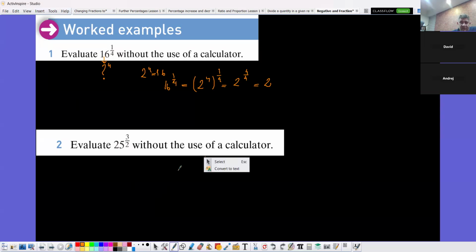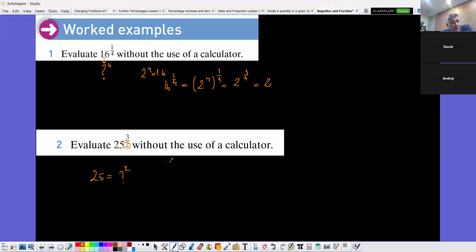And here, 25 to the power of 3 over 2. And again, we are going to look at the denominator, not the numerator. 3 is not important at the beginning for us. It's going to help us only to find the result, but not when we are searching for this number, 25 I'm talking about. We are going to check the to the power of 2 here. So 25 is the square of which number? I should find that one.